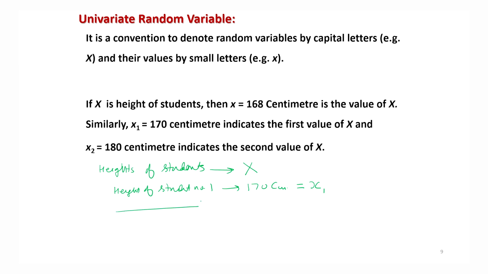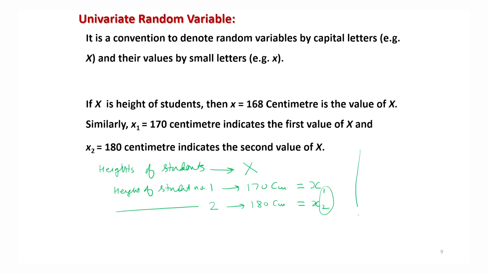And similarly, if I say that the height of student number 2 is, suppose, 180 centimeters, then this can be denoted by small x2. So now what I am trying to do is indicate the height of the students as capital X in capital alphabets and the associated values in lowercase alphabets. And these numbers indicate the observation number. This is the first observation, second observation, and so on.